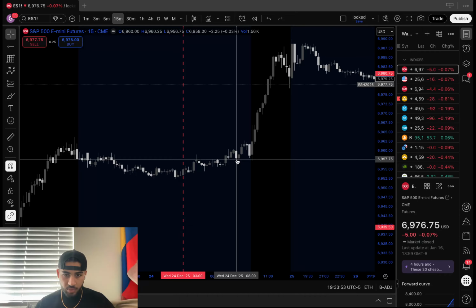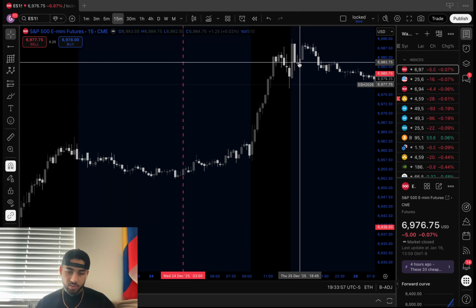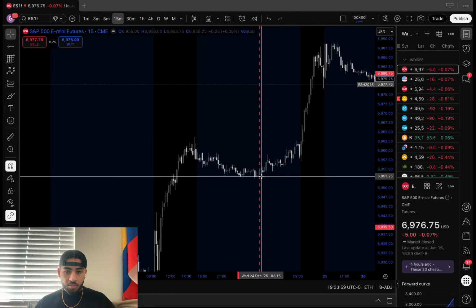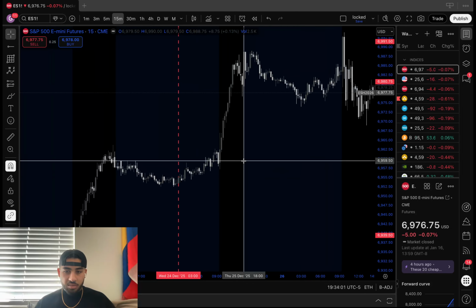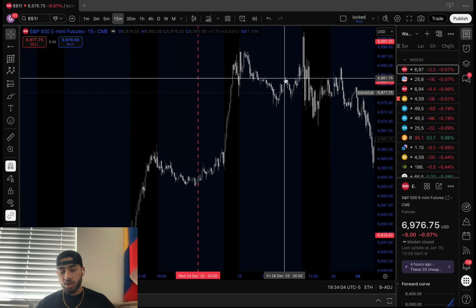So 1 to 2. This down move, we see it complete some fair value gaps, fill some things in, and we take a continued trade off of that. But that's kind of the point I'm trying to get to. There's only gonna be three.